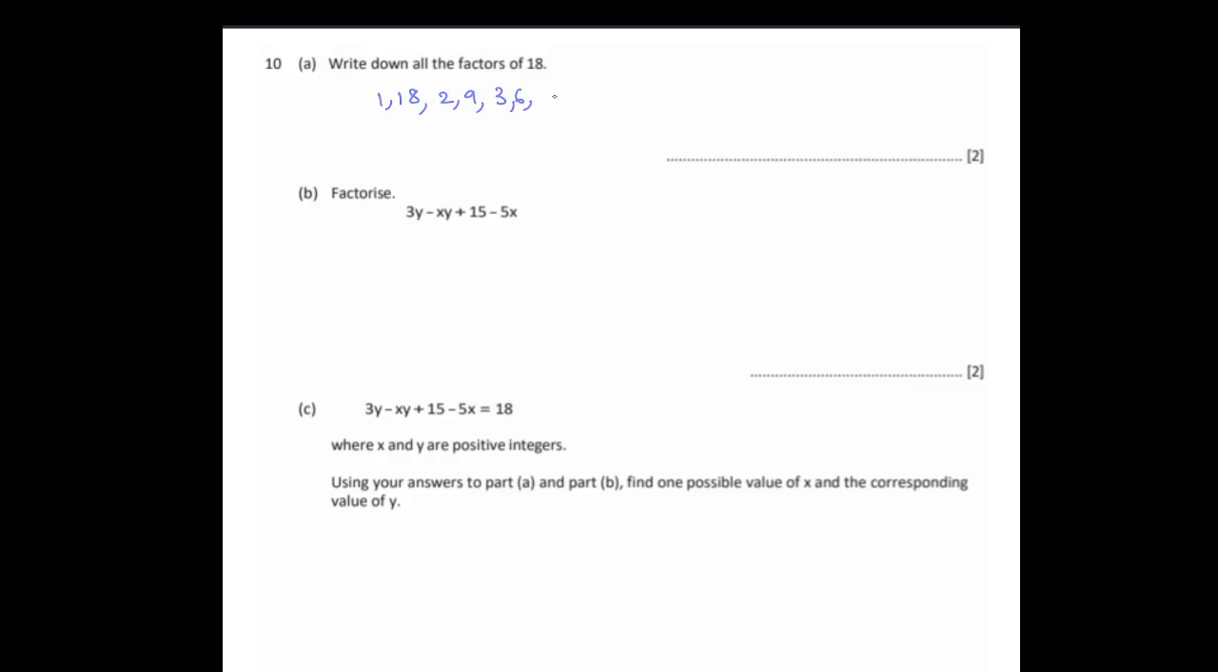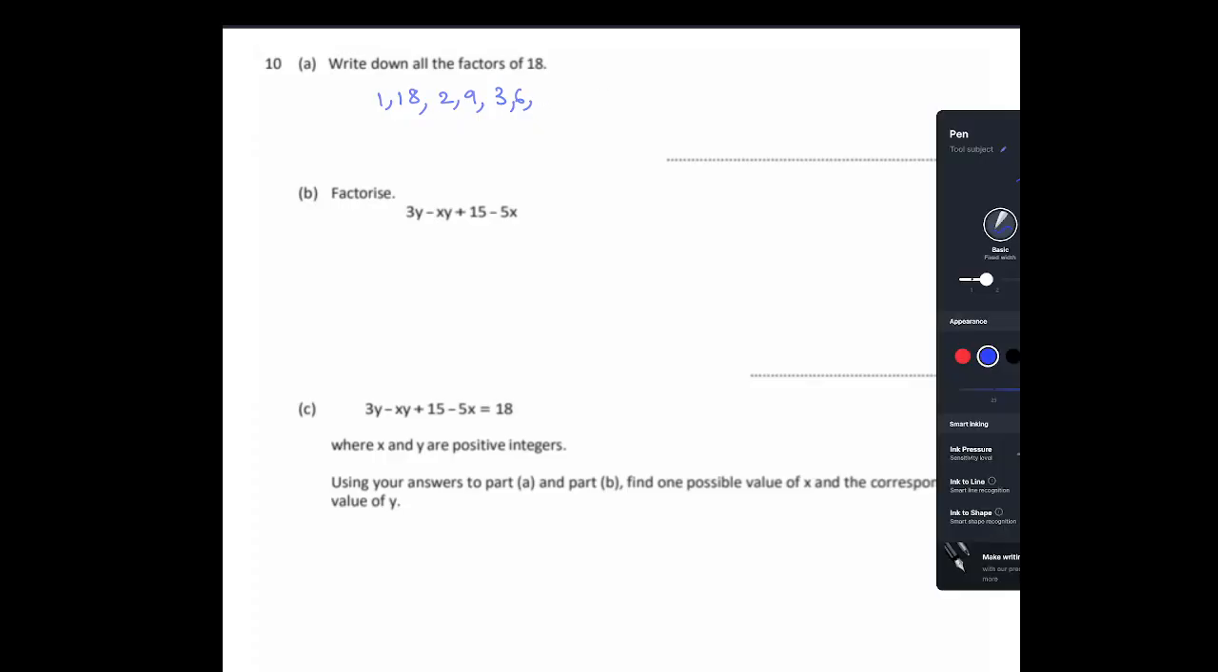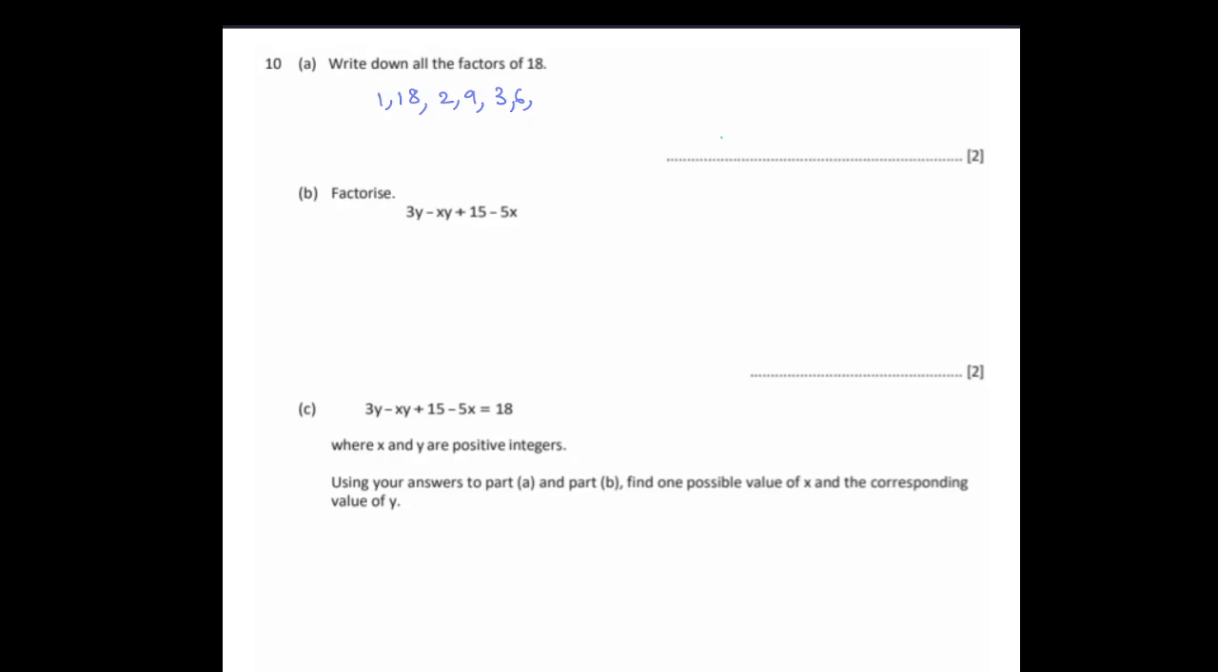Then 4 table, there is no 18. 5 table, no. 6 table, yes, 3 into 6, so 6 is repeating. So stop it. Whenever repetition comes, you stop. So these are the factors of 18: 1, 18, 2, 9, 3, 6.